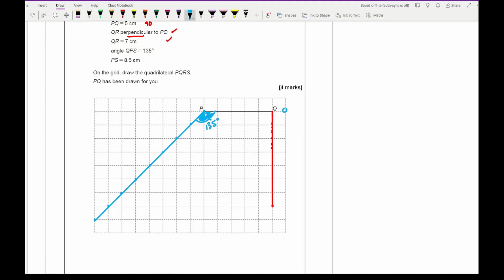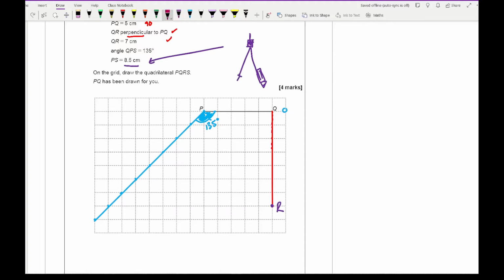Now for the next one, let's label the points. So this point is R. Now S is somewhere along this line. The only bit of information that I know is that PS is 8.5 centimeters. Now for this, what you need to do is use your compass, which I'm just going to draw a very poor picture of. Here is our pencil, and there is your pin.